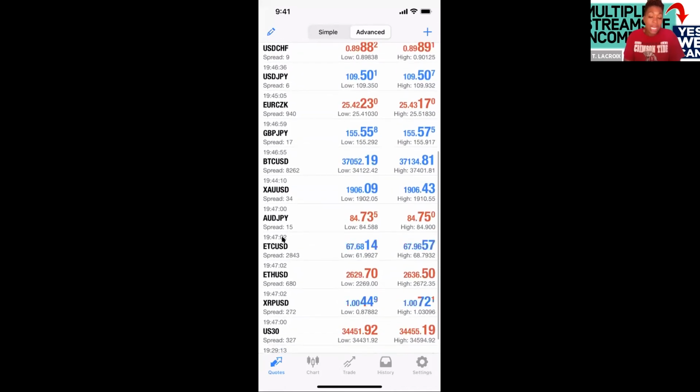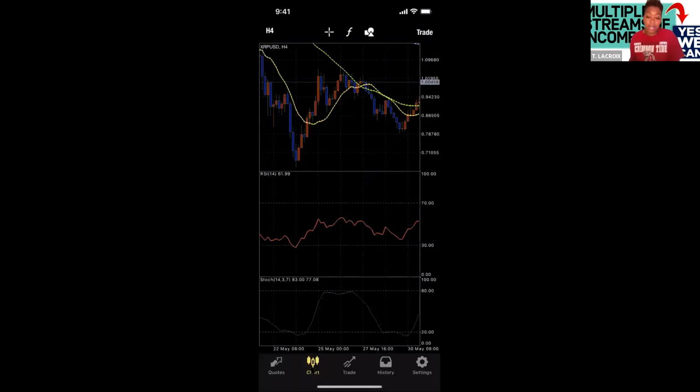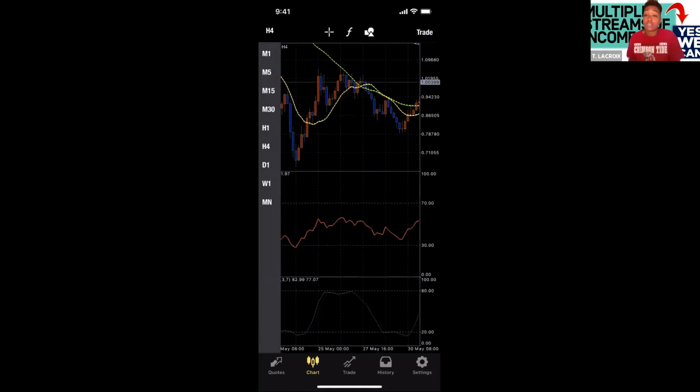The next thing is the chart. So that's the next little icon here. This is the chart, and I'll show you another way to get to it. This tells me a couple of things. I have some things added on here, but the basic of the chart is this right here is the time frame. So anytime you take trades, they'll tell you what time frame they come in.